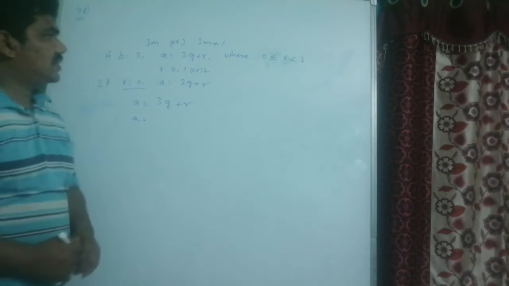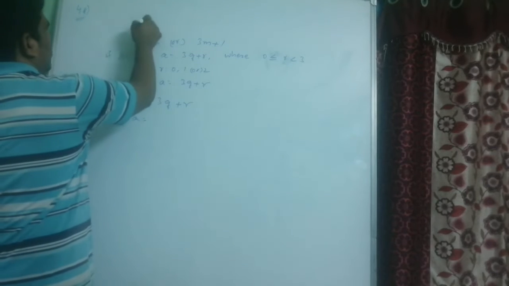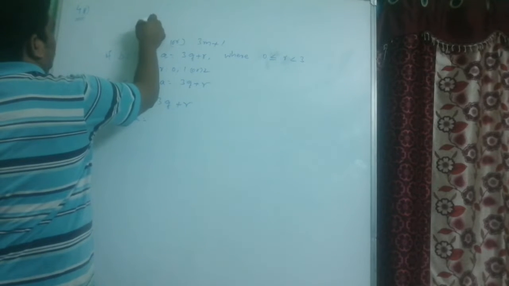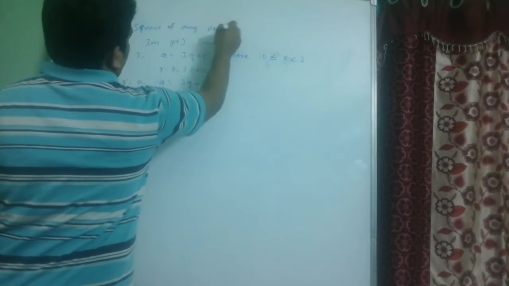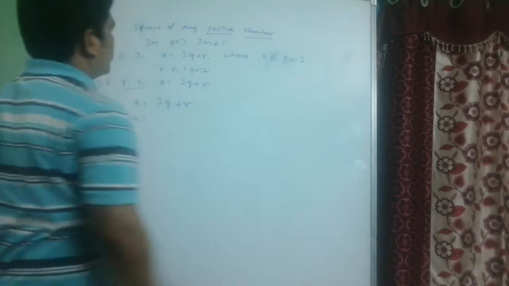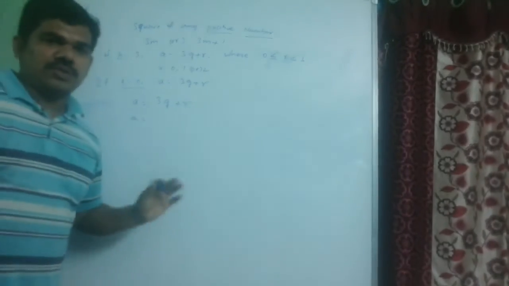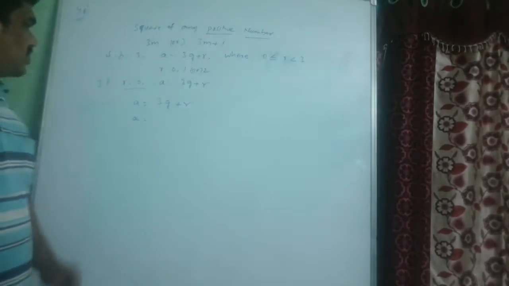Okay, so in the fourth question, you have to find the square of any positive number. Square of any positive number is either in the form of 3m or 3m plus 1. We have to prove this one.